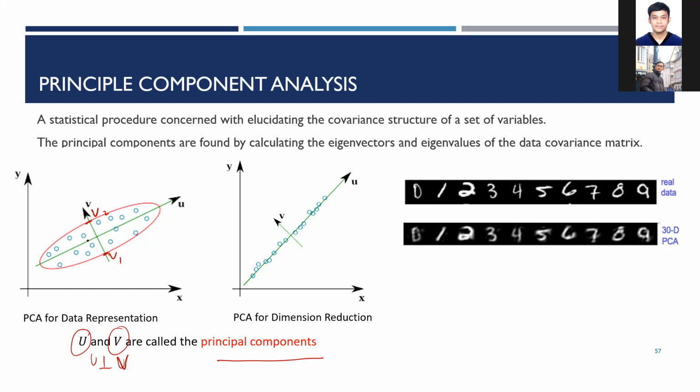Then we represent the data like this. This is U, this is V, for example. We have this data point. If we plot and represent it on the vector U, the location is here. This is the data in vector U, and this is the data in vector V. So we represent it here.